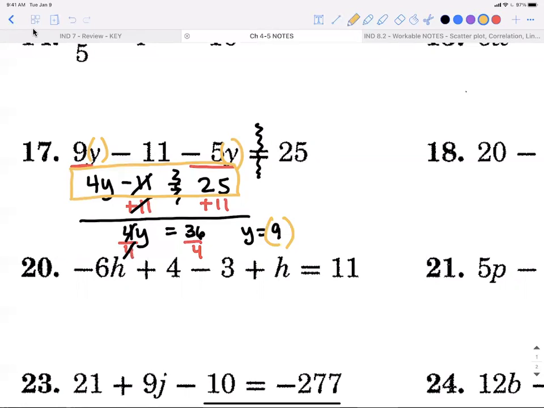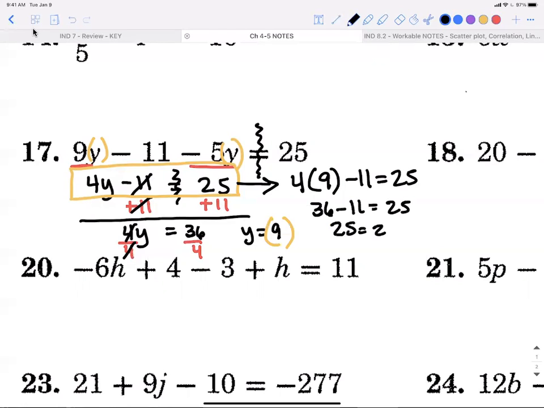So I'm going to go to this step right here, and I'm going to plug in 9 in place of y. 4 times 9 minus 11 equals 25, right? So I'm going to use this step as my plug-in step or my check step. 4 times 9 is 36, minus 11 equals 25. 36 minus 11 is 25, and so it does check out. Now, if I chose to go back to my very original equation before I combined like terms, you would still get the same answer. You would still get 25 equals 25. It's just a little bit more work, okay?